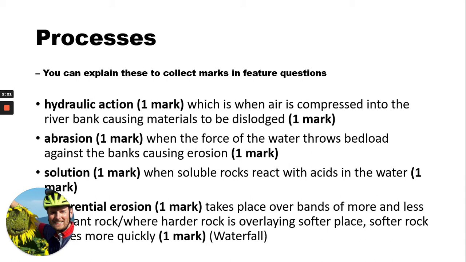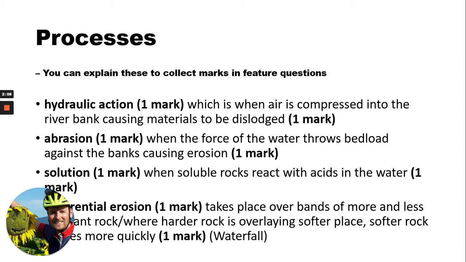Now you'd apply this to a specific feature. If you remember from National 5, a meander is a bend. On the outside of the bend, the hydraulic action is taking place as the water drives into the outside part of the bend, and that forces the air in and makes the material become dislodged. So that explains how it works, where it works. How does it change the feature shape? Well, a meander moves, and it makes that meander deepen and go further out. They migrate downstream over time. That would be the how it works, the where it works, and how it changes the shape of the feature.